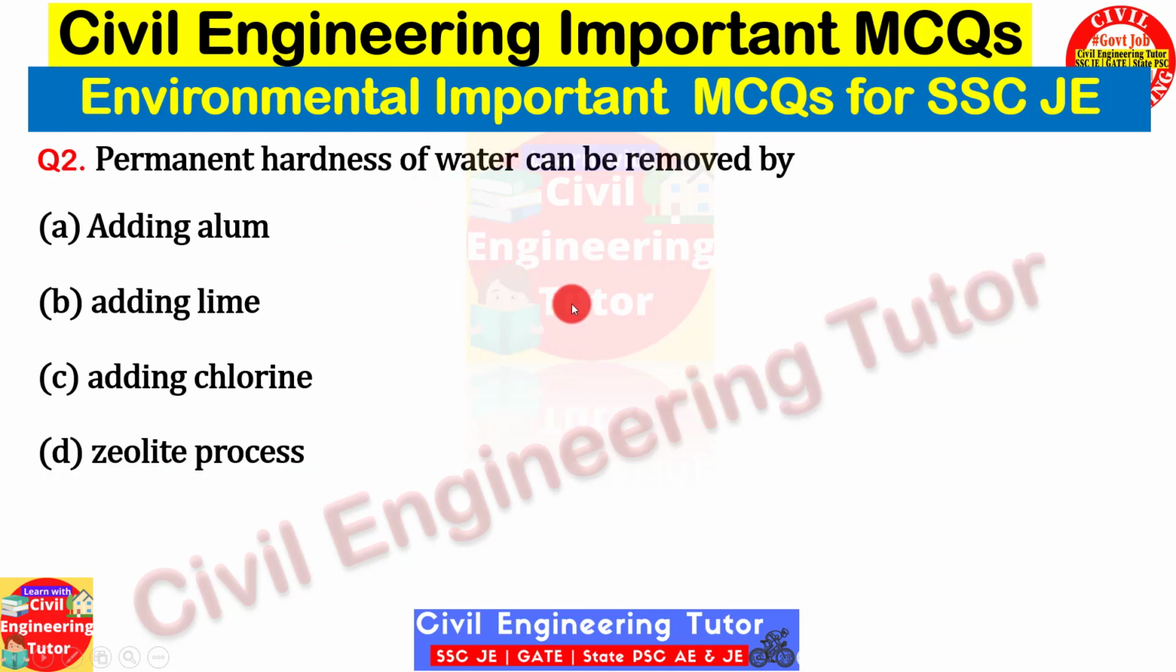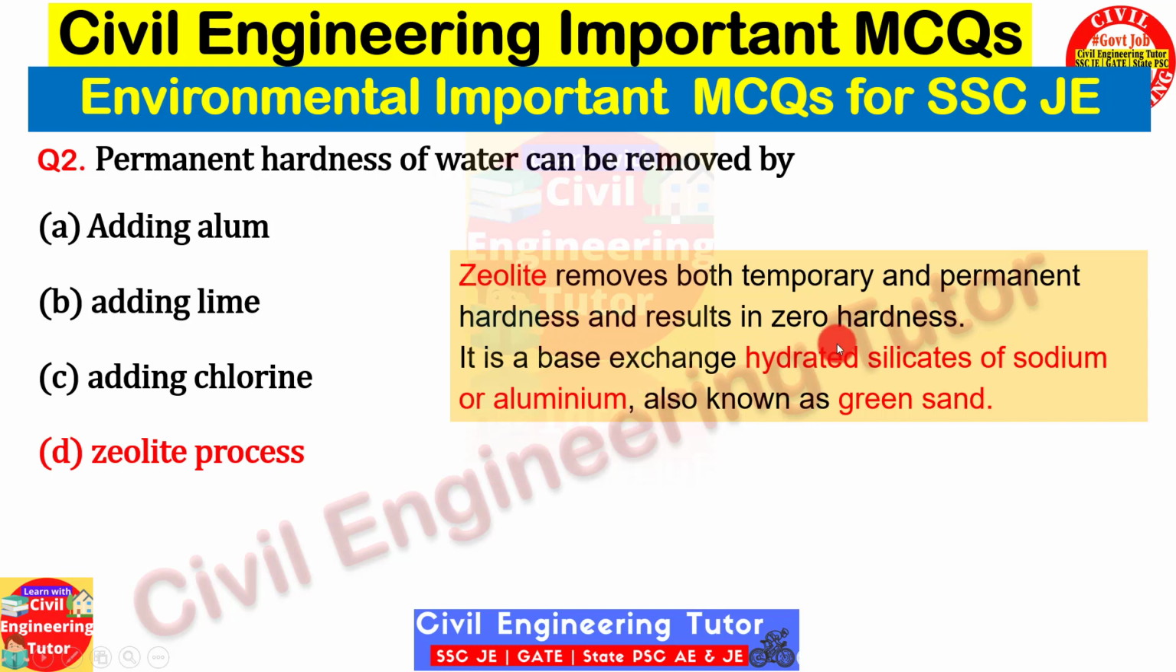Permanent hardness of water can be removed by. So this is a very theoretical question and you should remember the concept behind this. As soon as you see the options, you can easily select the correct answer. So here the correct answer will be zeolite process. Now zeolite process is generally used to remove both the temporary as well as permanent hardness. And what is zeolite actually? So zeolite is basically a hydrated silicate of sodium and aluminium. It is also known as green sand.